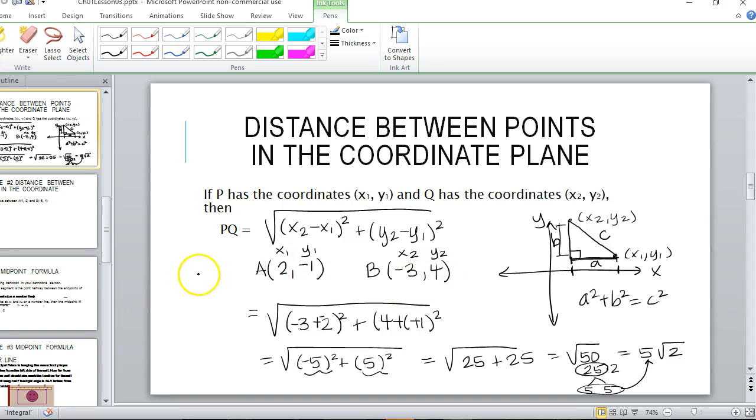All right, so if you want a picture of that, we could sketch that real quick. 2, -1, -3, 4. So we found the length of that segment from point A to point B. And we did that by finding the lengths of the legs. So, good job on that, guys. All right, that's part 1 of our recording.